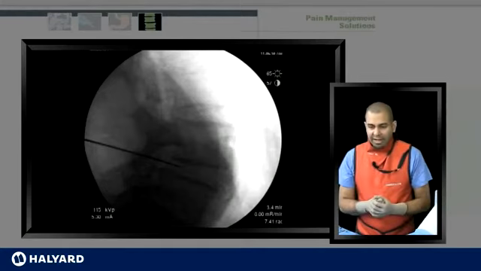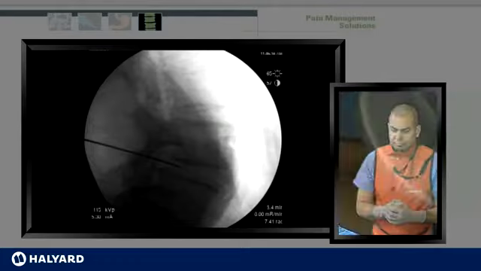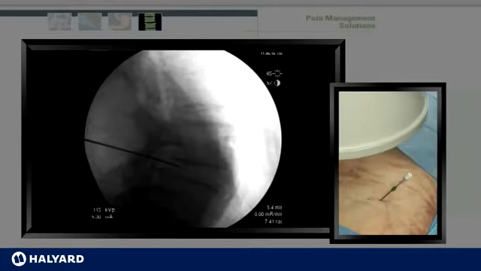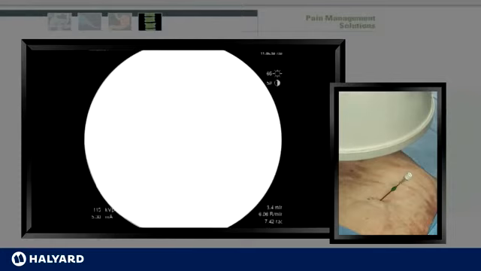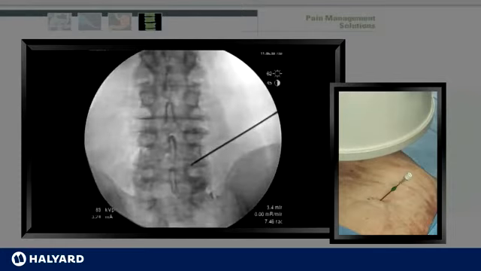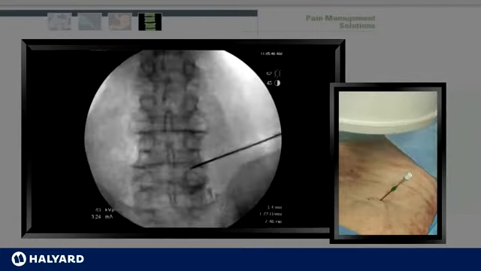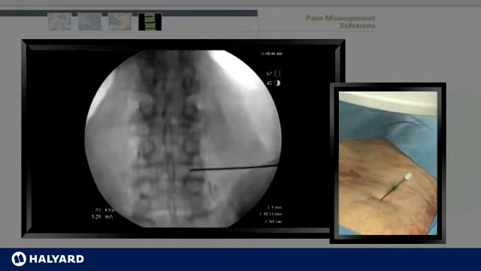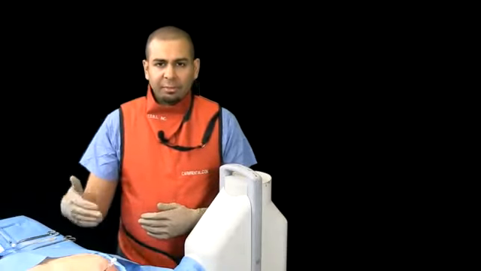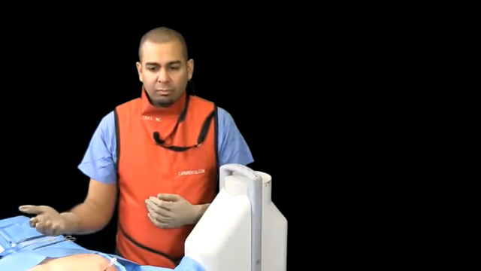At this point, we'd obtain an AP view. We're going to go back into a tilted position to ensure that we've achieved enough depth, and also to confirm that we remain lateral to the mid-pedicular line. And this is an optimal position for this procedure. You'd want to place the left-sided needle with a similar technique as the one used on the right side. Certainly there's no need to reinvent the wheel.